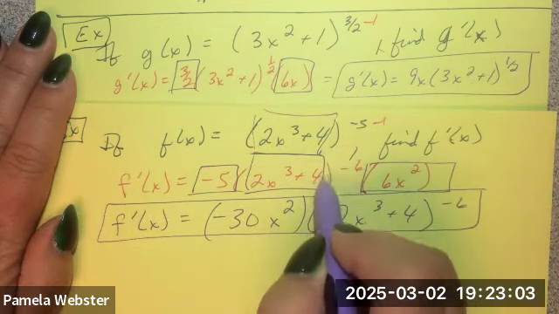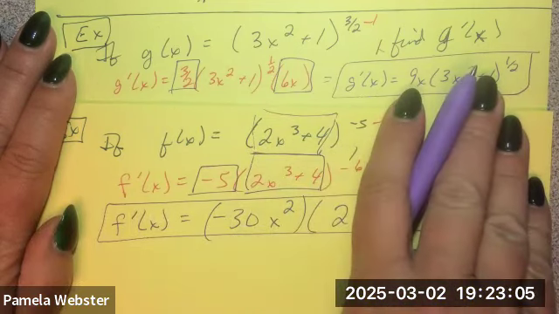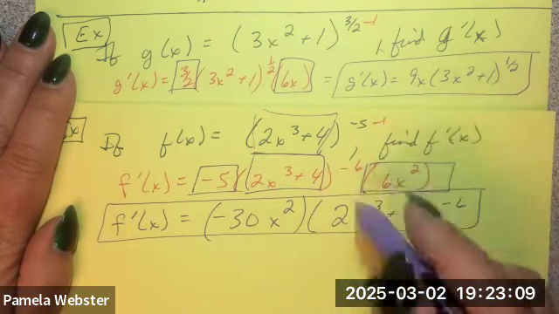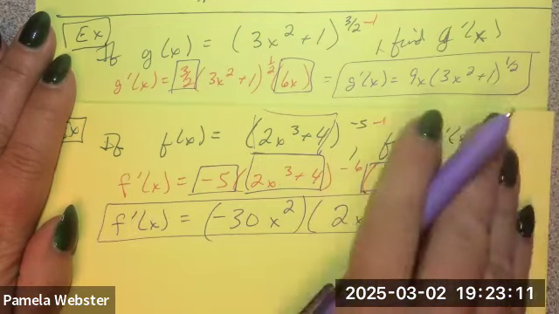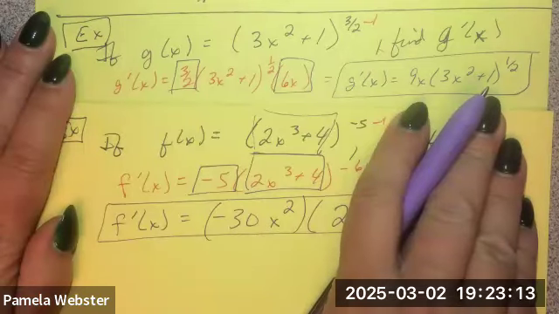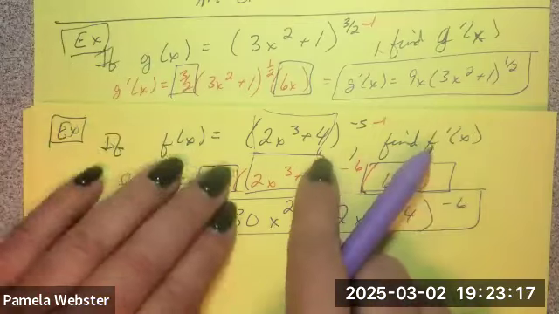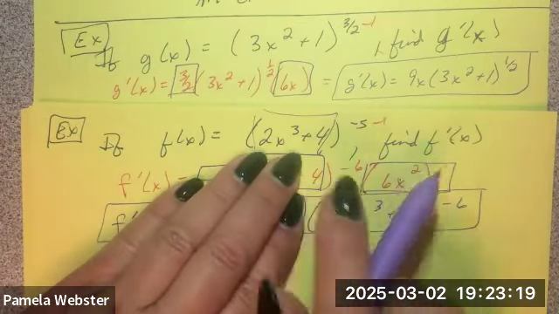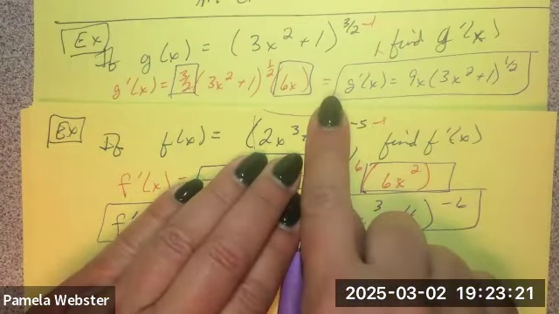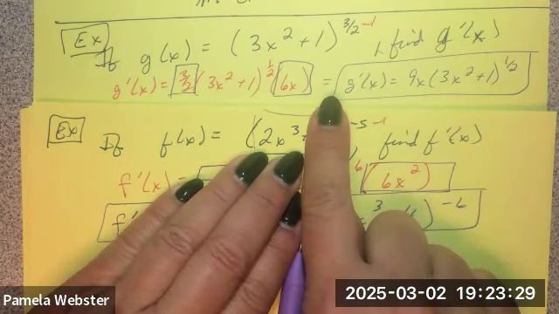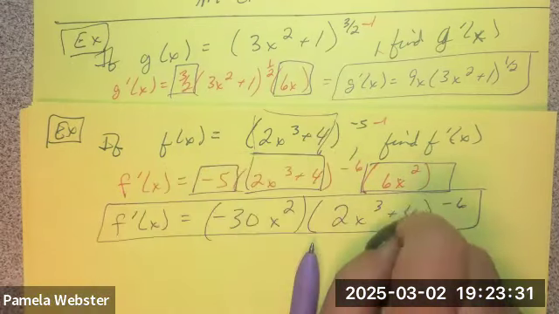I promise you that's where a lot of people struggle. They want to do something to that. Don't do anything to the inside until you get finished with the outside. So take that guy's derivative of the outside, times then take the derivative of the inside. Well, the derivative of the inside, again, the 4 is going to be a constant, right? So that's 0. So what's the derivative of 2x to the third? It's 6x squared, right? 6x squared.